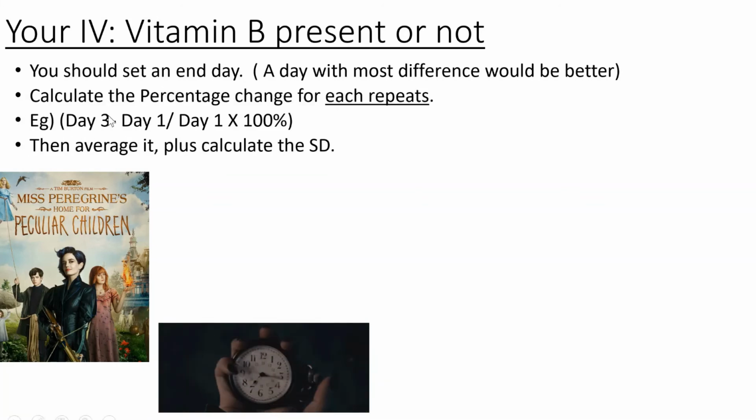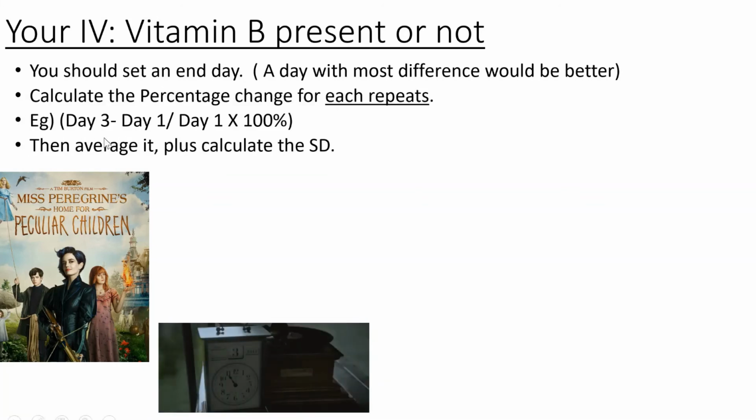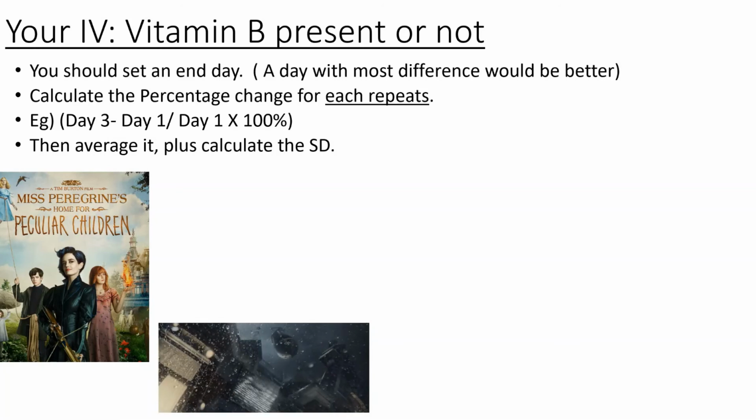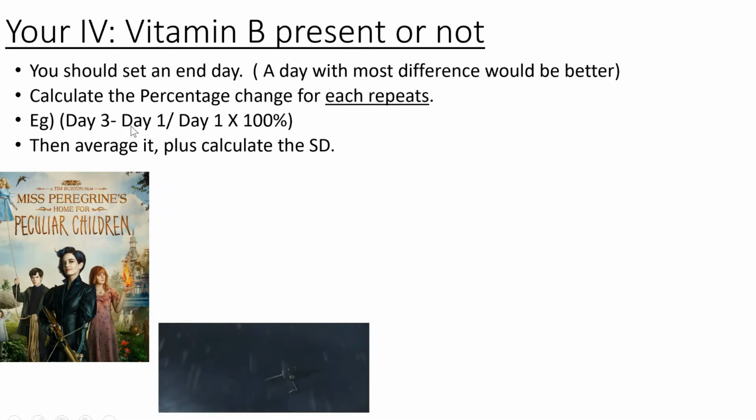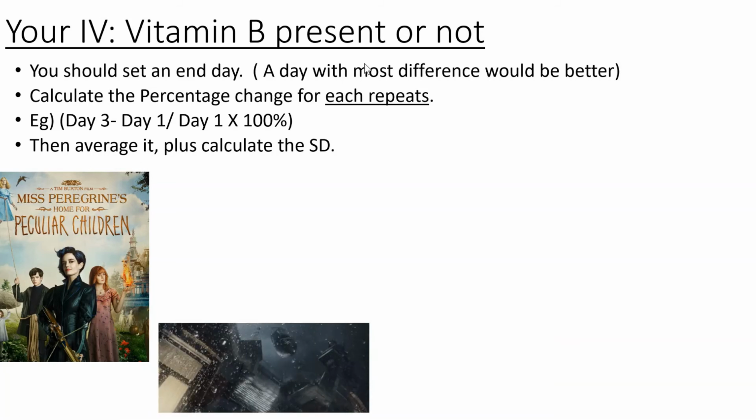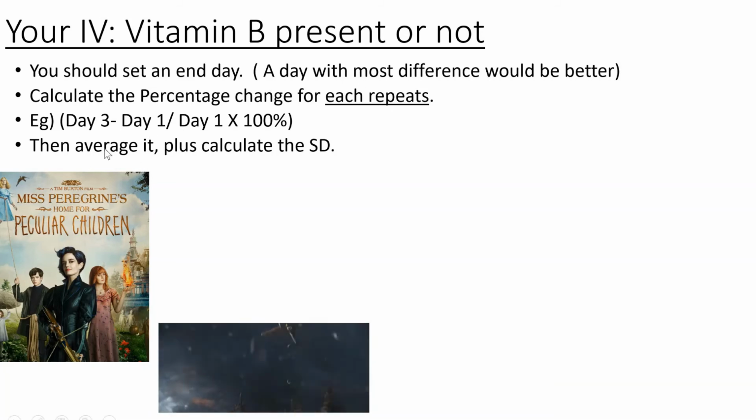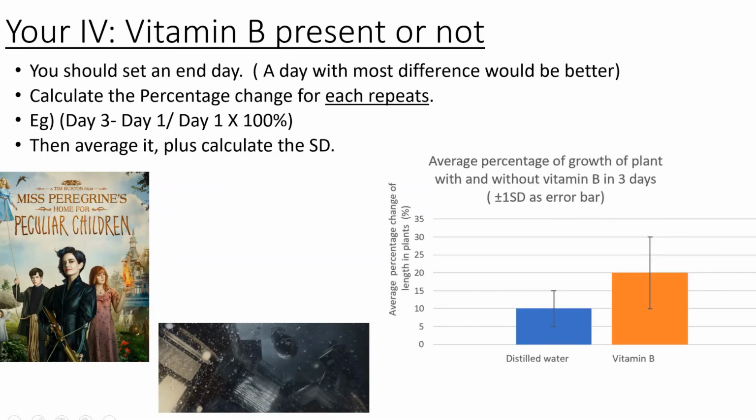So like I said before, if on day 3 you find the most difference comparing the 2 sets of data, then you use day 3 as the endpoint. Therefore, day 3 minus day 1, divided by day 1, the length of the plants, times 100%, gives you the percentage change for each repeat. Afterwards, you will average it, and then you will calculate the SD. And then you will come up with a graph like this.